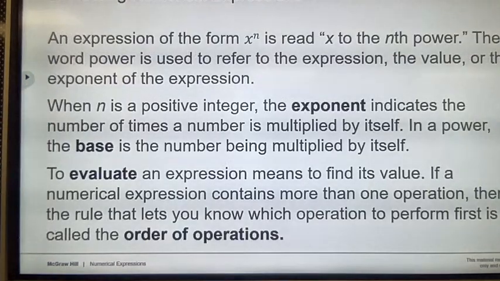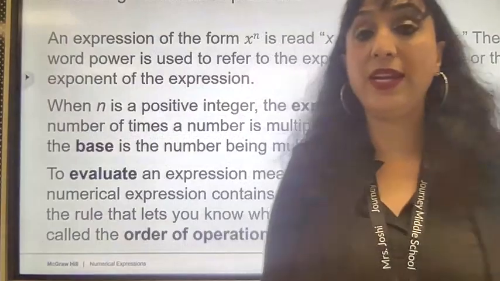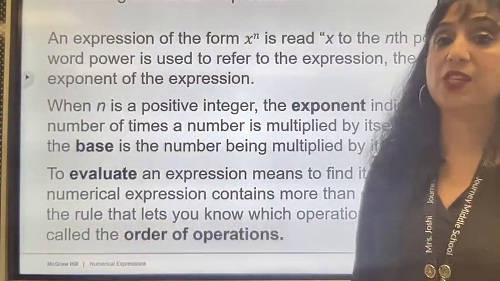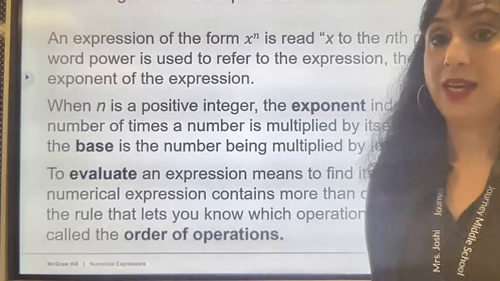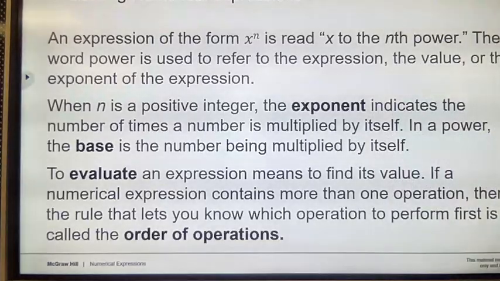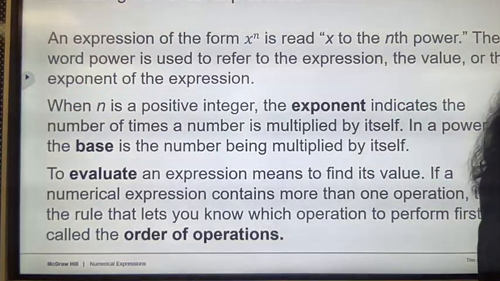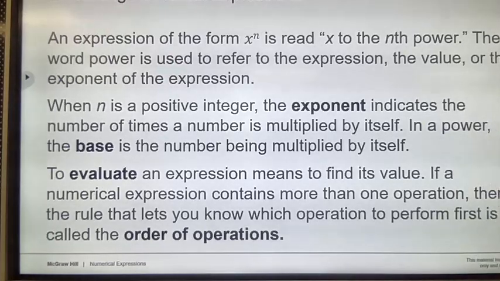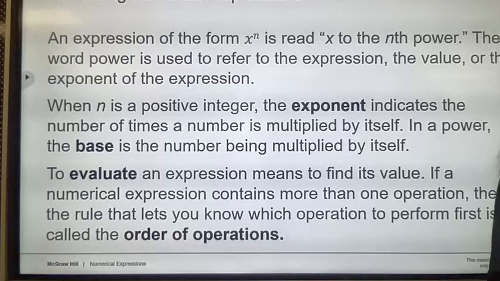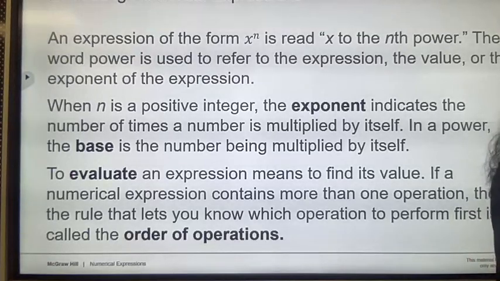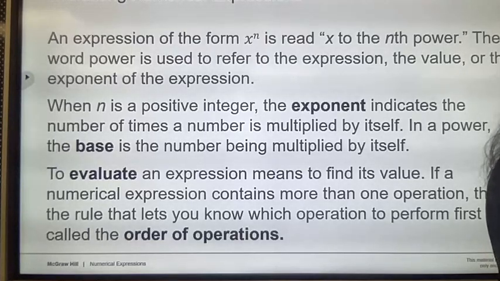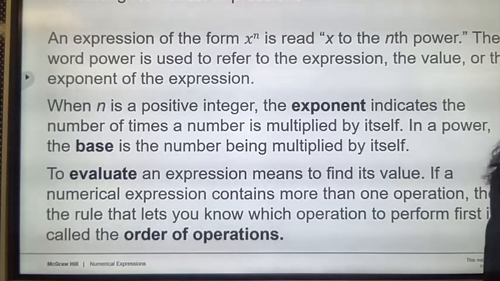So, next thing, let's quickly look at this. When we are evaluating numerical expressions, an expression of the form x^n is read x to the nth power. And the word power is used to refer to the expression, the value or the exponent of the expression. Okay, so when n is a positive integer, the exponent indicates the number of times a number is multiplied by itself, and in a power, the base is the number being multiplied by itself.